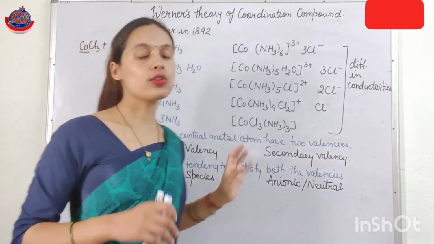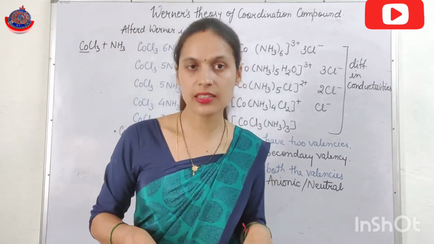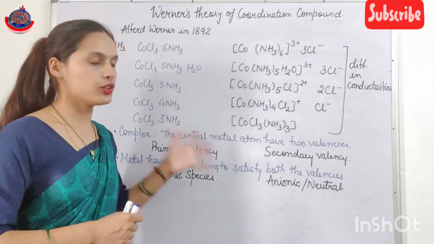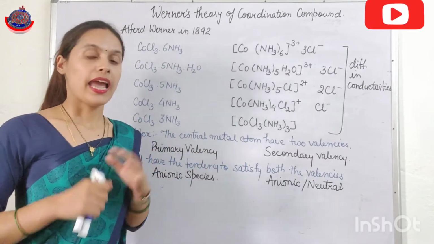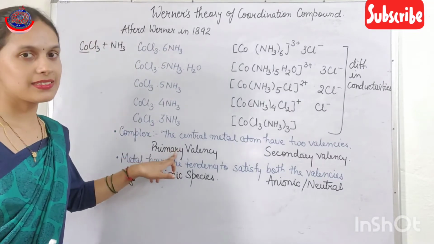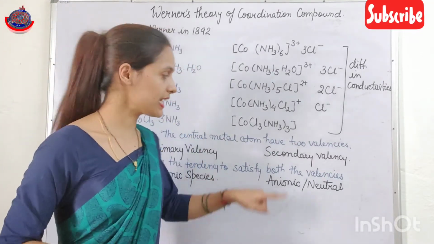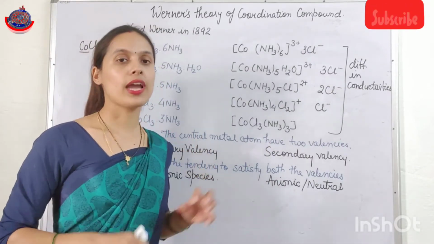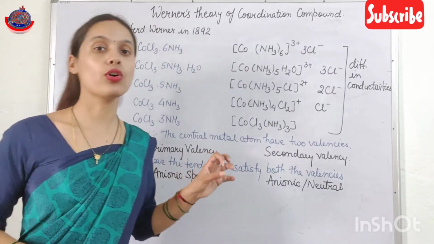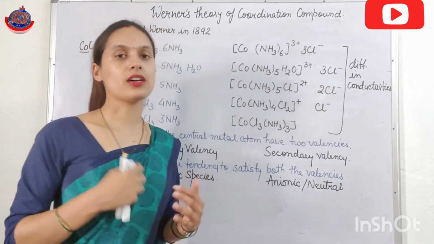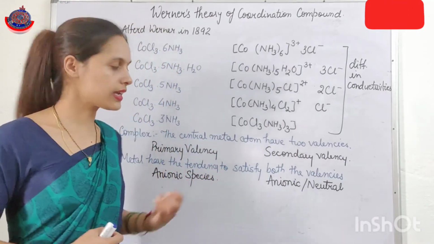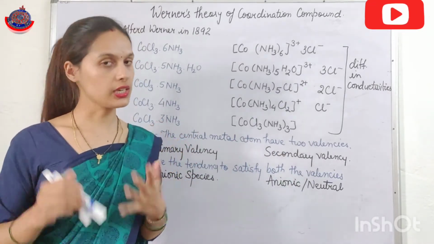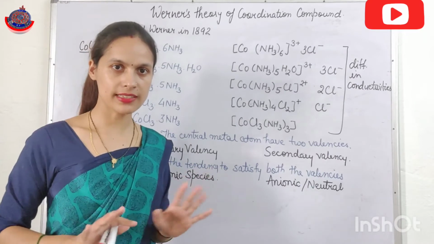So primary valency को कौन satisfy करता है? Anionic species. But secondary valency को anionic species के साथ साथ कौन satisfy कर सकता है? Neutral species as well. And nowadays this primary valency is known as oxidation state and the secondary valency is known as coordination number. जो present scenario है वहां पे हम लोग primary valency को, जो वार्नर ने प्राइमरी वैलेंसी कहा था, उसको हम ऑक्सीडेशन स्टेट के नाम से जानते हैं and the secondary valency is in the name of the coordination number. These two postulates are clear, beta?